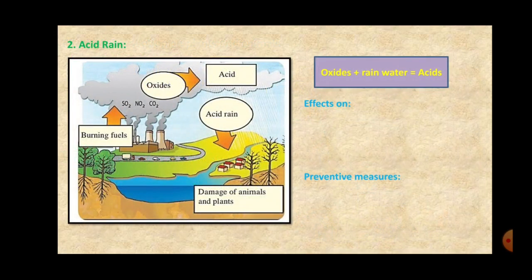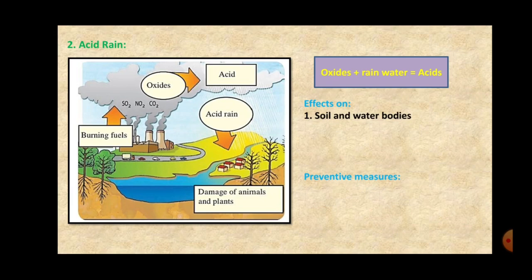Next is acid rain. Now this also we had studied in the previous lesson. Acid rain takes place when harmful gases like sulfur dioxide and nitrogen dioxide are released from the industries and react with the rainwater or the vapors in the air and form acids. Now these acids come down in the form of rain. They mix with the raindrops and come down as rain, which is called acid rain, right?